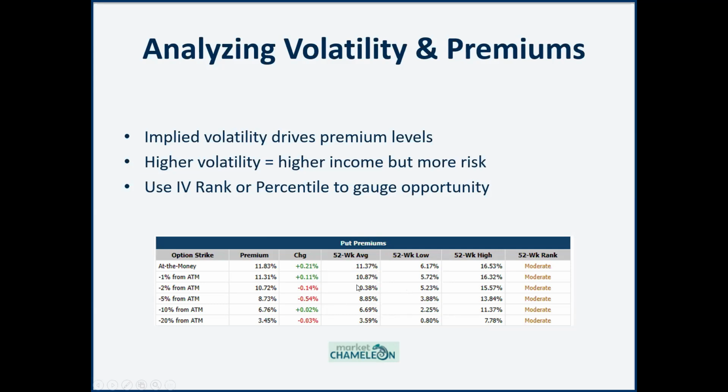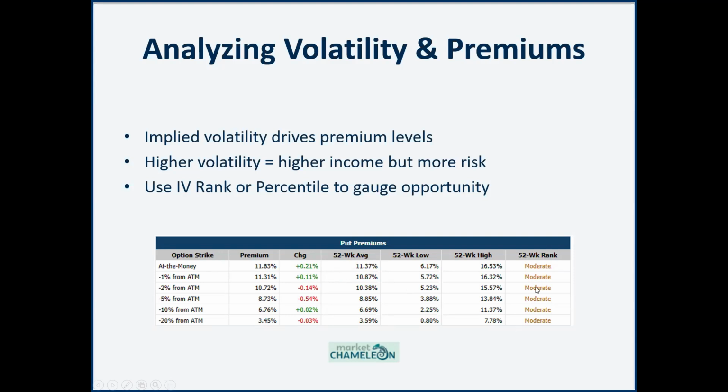So it's very similar to implied volatility. It's another way of looking at it. Basically, the higher the put premium, the more expensive it is, also the more risky. But the idea here is that you can see how far you are from the at the money. You're 1% away, you're 20% away, right? What that premium has been as a percent of the stock versus where it is on average, the low, the high, the ranking, right?